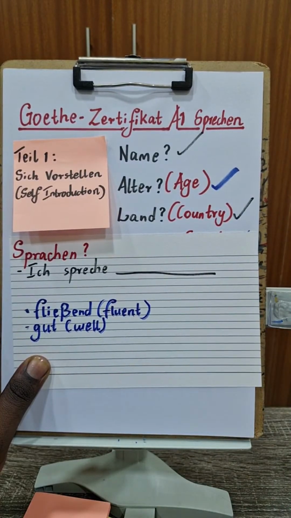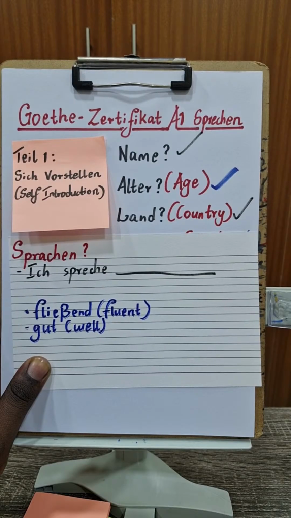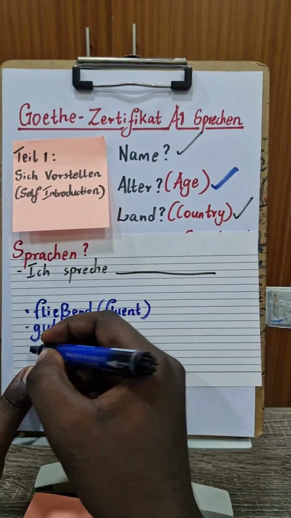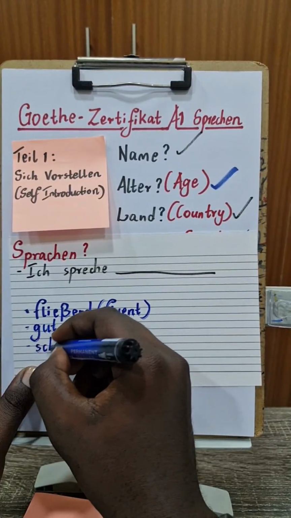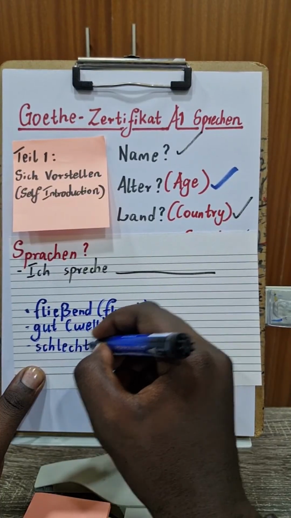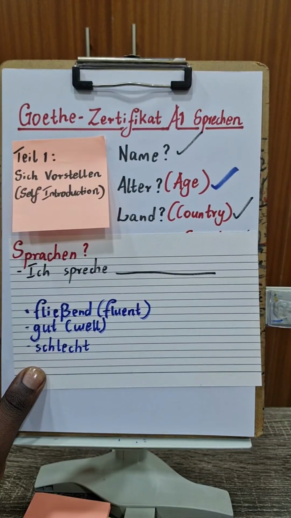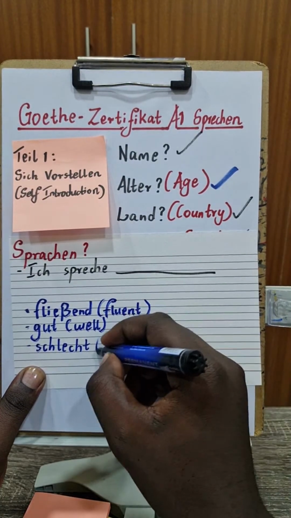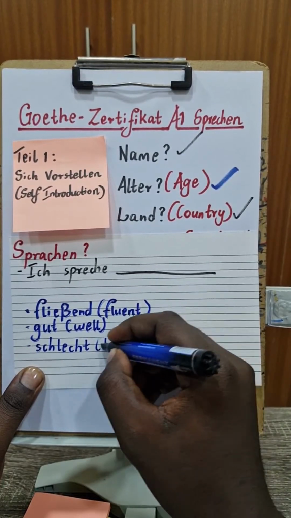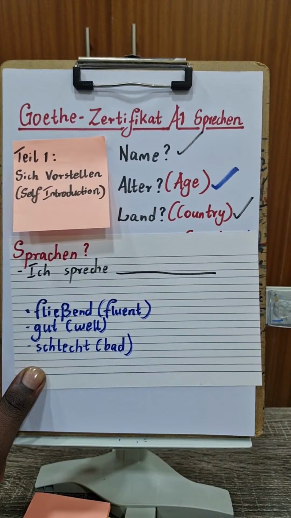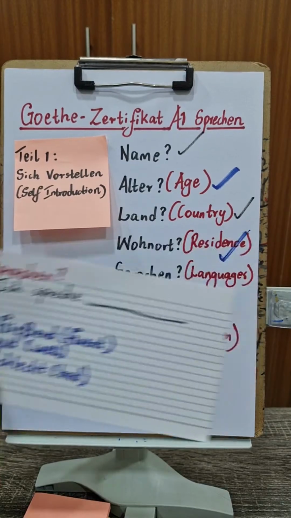Ich spreche gut Deutsch. I speak well. Good, which is now good or even well. You could also use words like schlecht. Mein Englisch ist gut. Mein Englisch ist schlecht. My English is bad. Schlecht means bad. You could use this in describing the depth of the particular language you speak. Mein Deutsch ist fließend. Mein Deutsch ist gut oder nicht gut, etc.